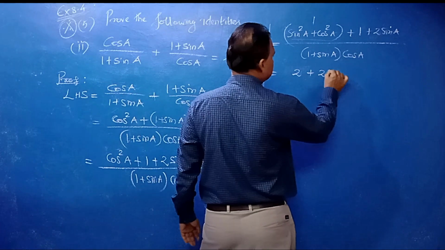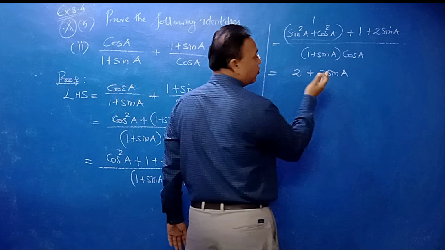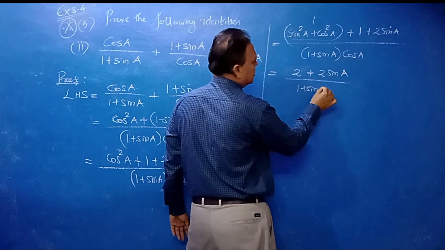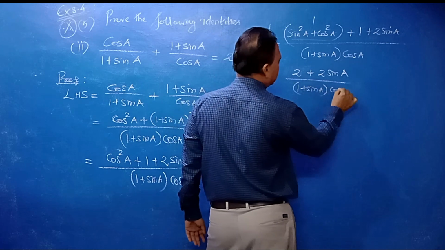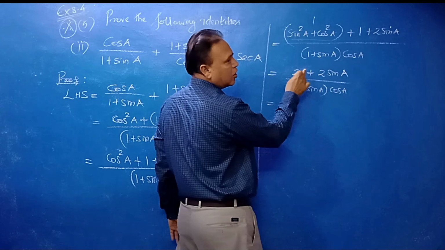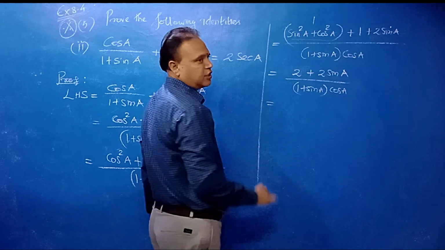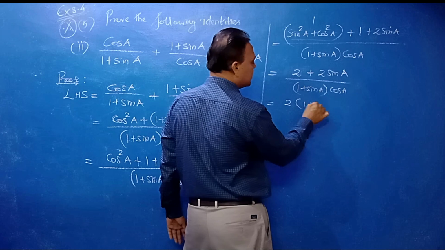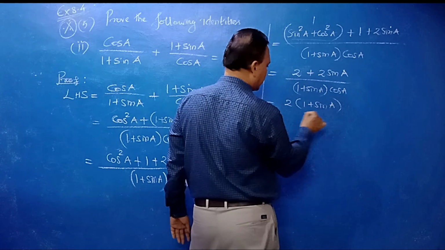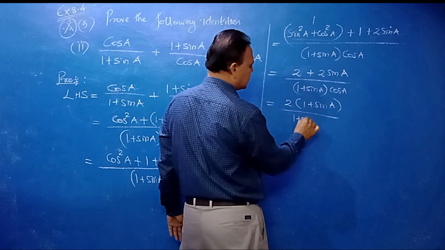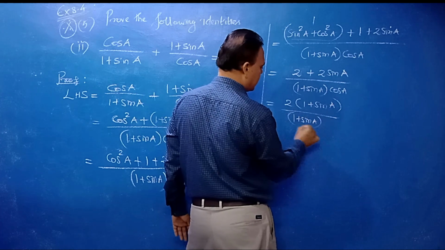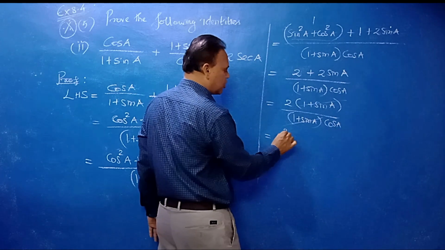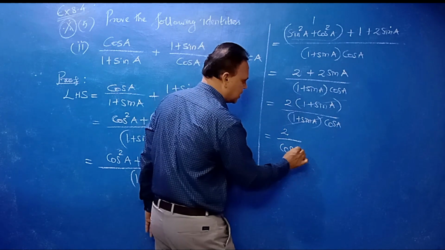You cannot add 2 plus 2, 4, okay, it cannot. Because this 2 is alone, and this 2 is with sin A, you cannot add, clear? What you can do is take 2 common, which gives 1 plus sin A. You see, you are getting the same factor. So numerator and denominator have the same factor, which means you will divide, cancel it.